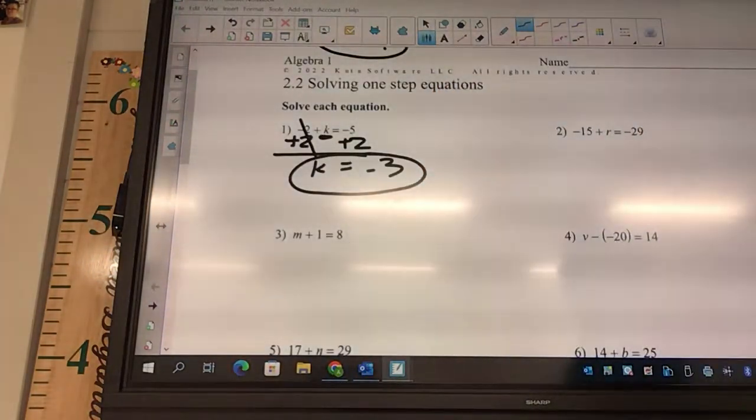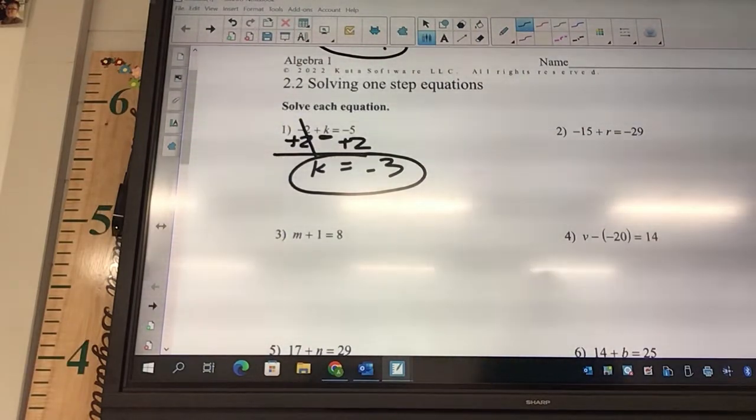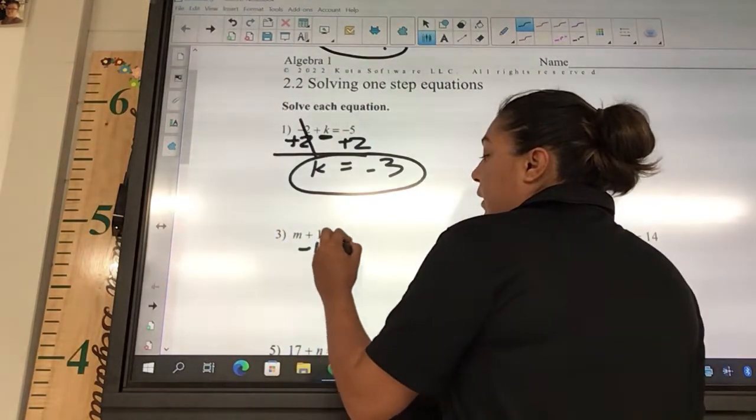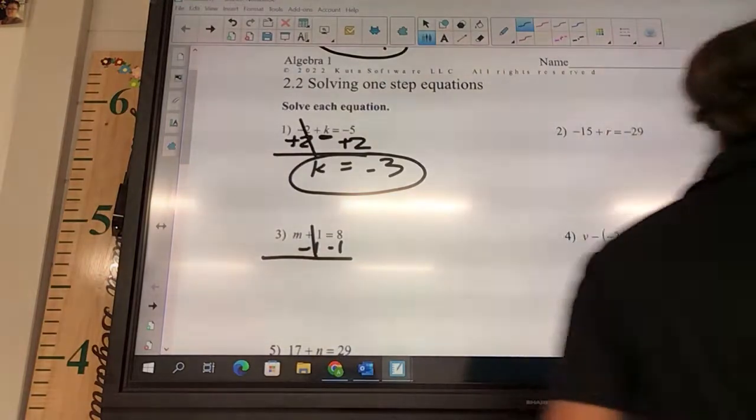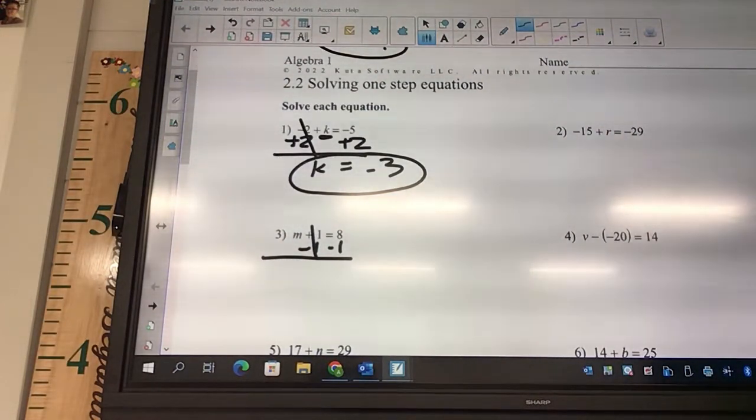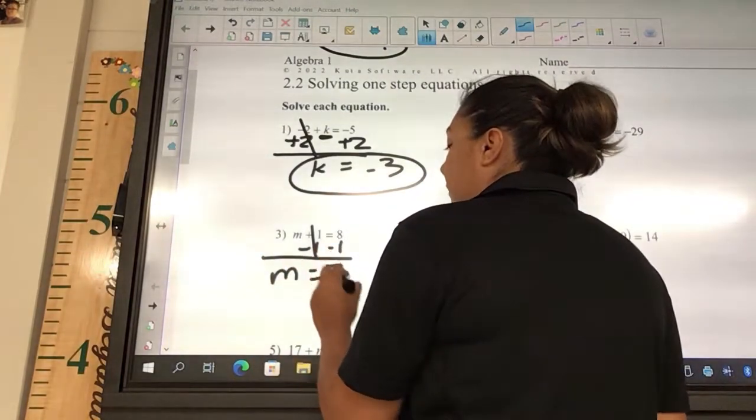Okay, m + 1 = 8. What needs moved? The 1. I have a +1, so I need to do what? -1. 8 - 1. M = 7.